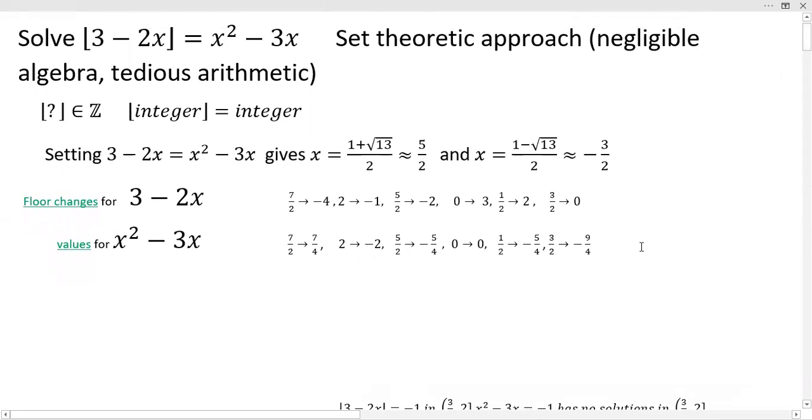All right. Now, a lot of the floor functions that we see is floor of some function equals a floor of some other function. In this case, we just have the floor of 3 minus 2x equals the function x squared minus 3x. Everybody knows the sketches of these graphs. The graph of this line is always decreasing. And this is a parabola with x-intercepts 0 and 3. And it would also have a vertex at 3/2, that's halfway between 0 and 3.